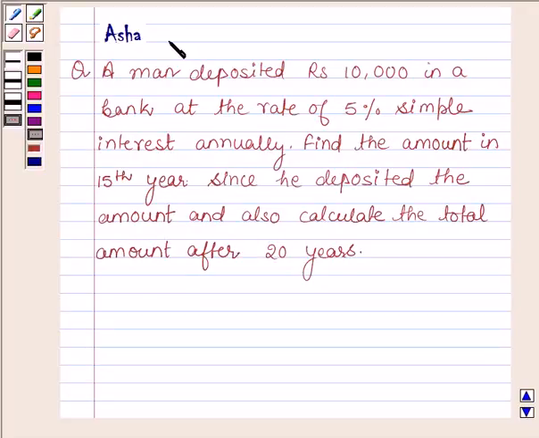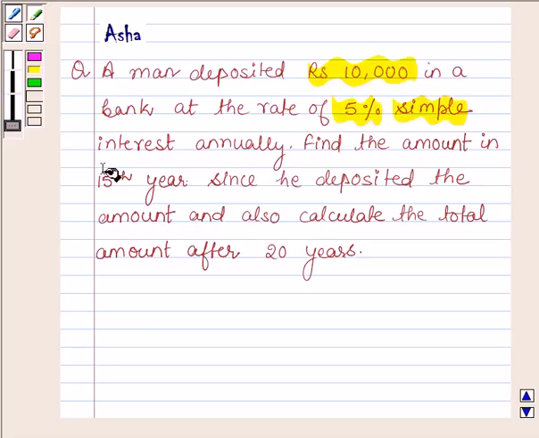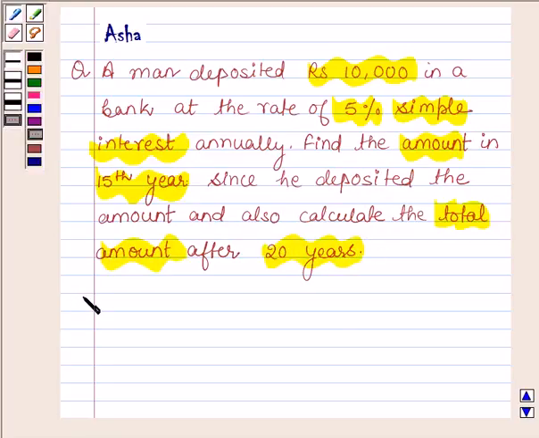I am Asha and I am going to help you with the following question, which says, a man deposited rupees 10,000 in a bank at a rate of 5% simple interest annually. Find the amount in 15th year since he deposited the amount and also calculate the total amount after 20 years. Let's now begin with the solution.